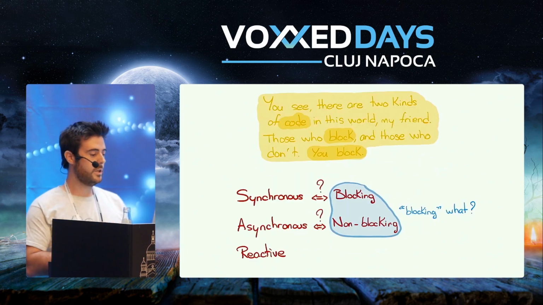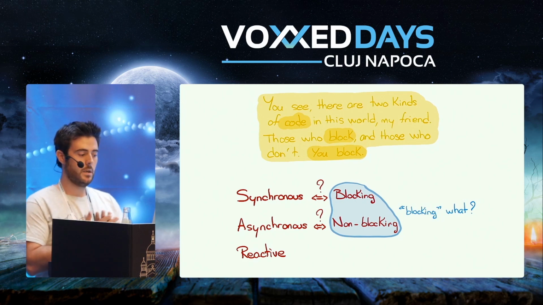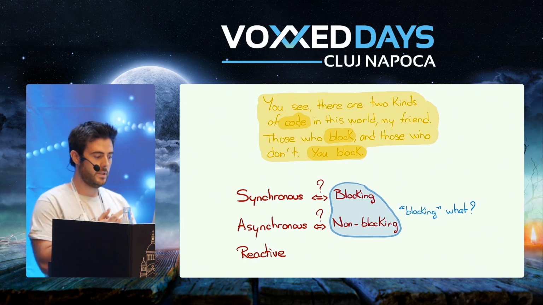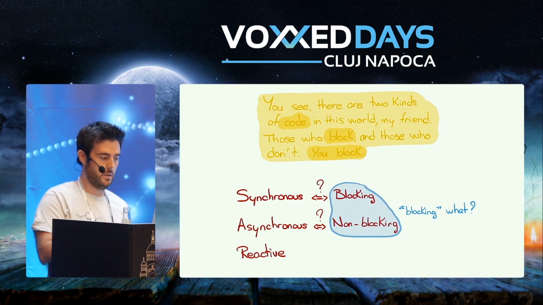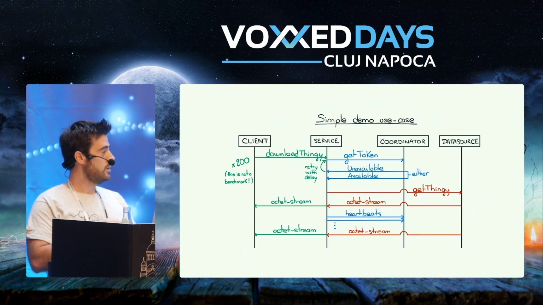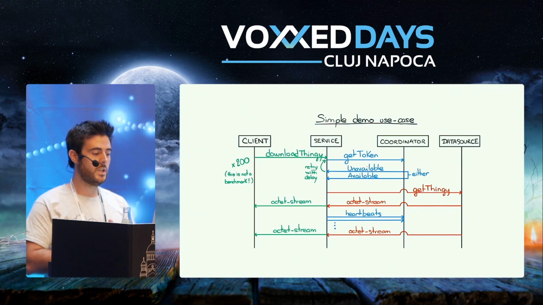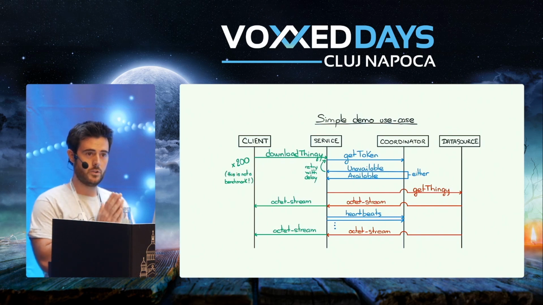So to do that, we are going to talk about blocking and non-blocking calls. We're going to talk about synchronous and asynchronous APIs. Quickly, just a bit of reactive programming, and then Project Loom properly. So in order to experiment, I needed a use case, so I took a piece of program from work. And this is not a benchmark, so just keep this in mind, it's an experiment.